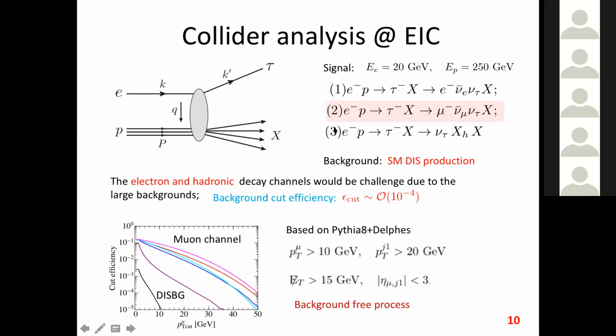Of course, for tau to hadrons, the background is large. So if you want to use this channel, in principle you should include other techniques, maybe some jet substructure information and so on. But in this study, I will only focus on the muon channel, because we only include some very simple cuts to separate the background.